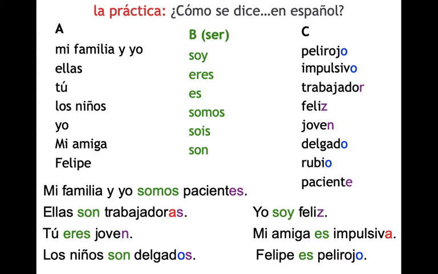Get some practice speaking. Repitan. Mi familia y yo somos pacientes. Ellas son trabajadoras. Tú eres joven. Los niños son delgados. Yo soy feliz. Mi amiga es impulsiva. Felipe es pelirrojo. Muy bien.